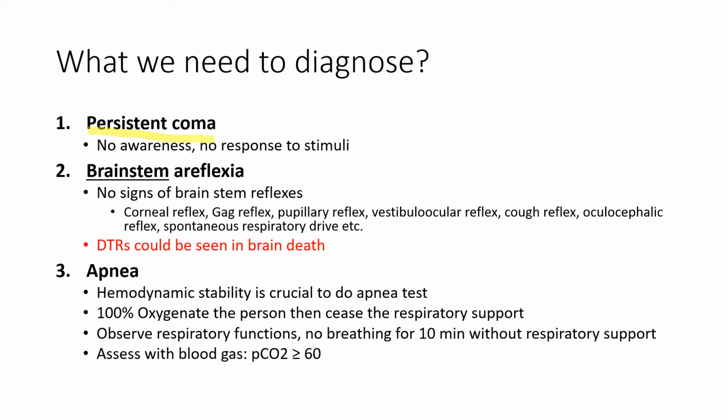First thing is persistent coma. Second thing is brainstem areflexia. That means we should see no signs of brainstem reflexes, like corneal reflex CN5 and CN7, and gag reflex CN9, pupillary reflex CN2 and CN3, vestibulo-ocular reflex CN3, CN4, CN6. This is important. CN3, CN4, and CN6 are the cranial nerves that we need to move our eyes. So the nerves are innervating the muscles of the eyes. Please look to Google for that.